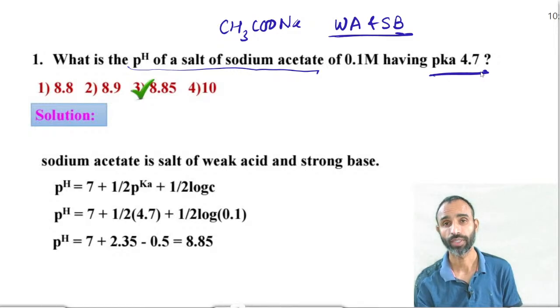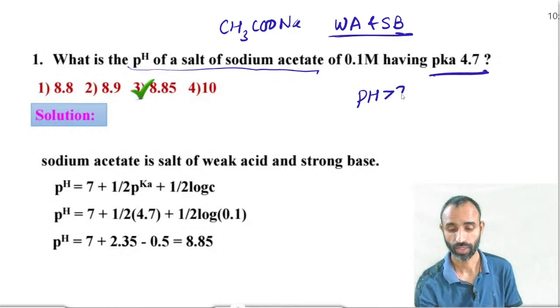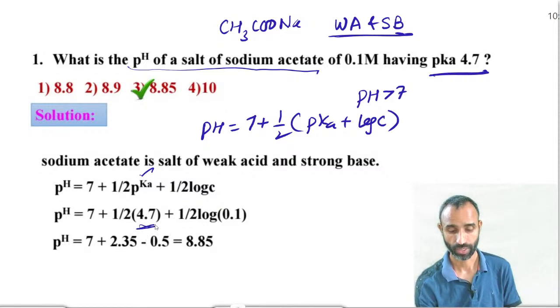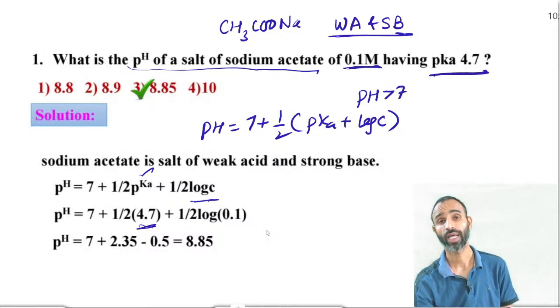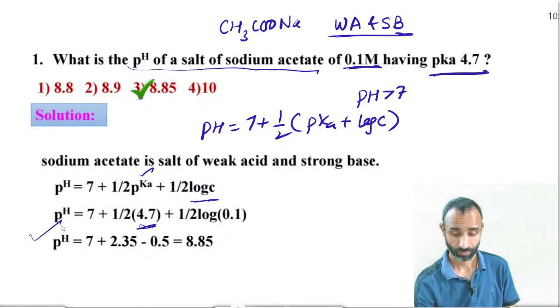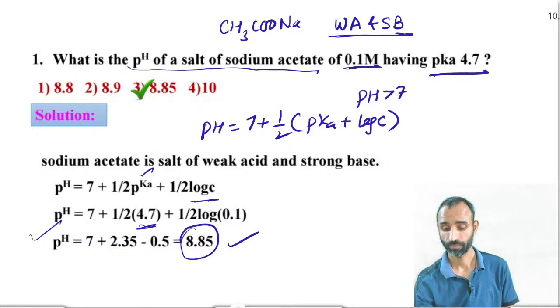So what was pH? Its pH should be greater than 7, and pH is equal to 7 plus half pKa plus half log C. So pH equals half pKa, that is 4.7, and log C, where C is 0.1. So log of 10 raised to the power minus 1 is minus 1 only. And minus 1 into half, so minus 0.5. So pH comes out to be 8.85.